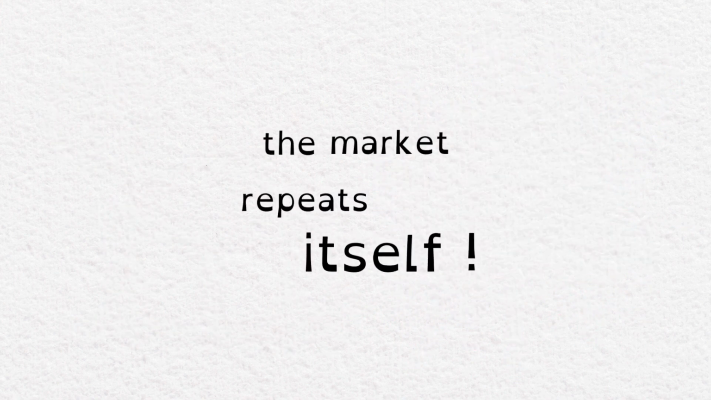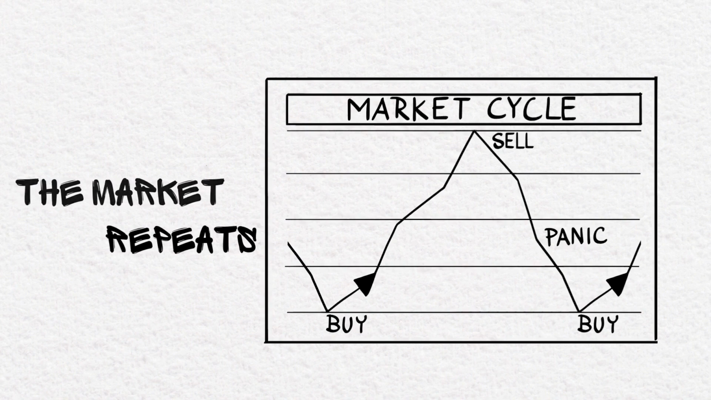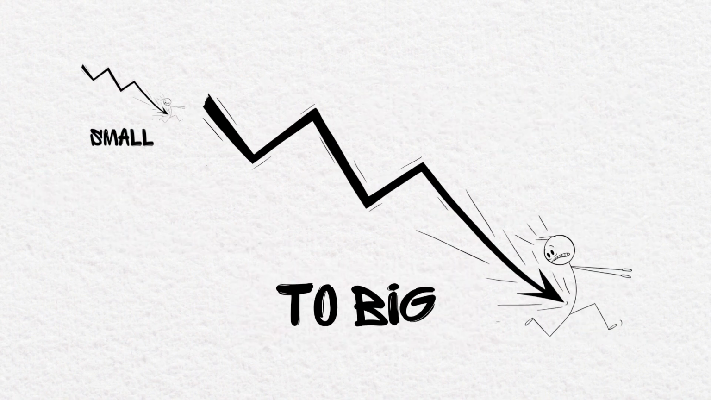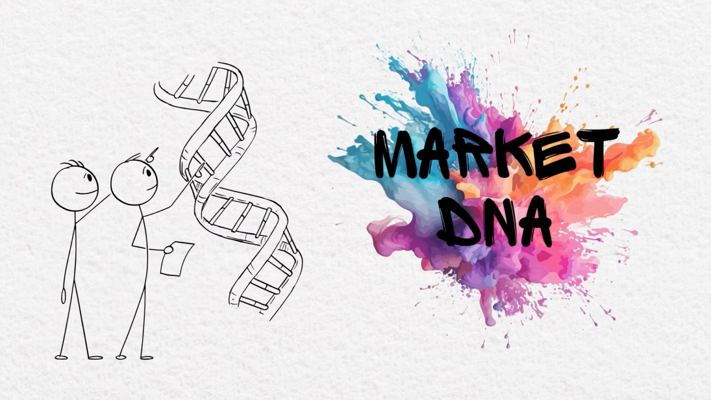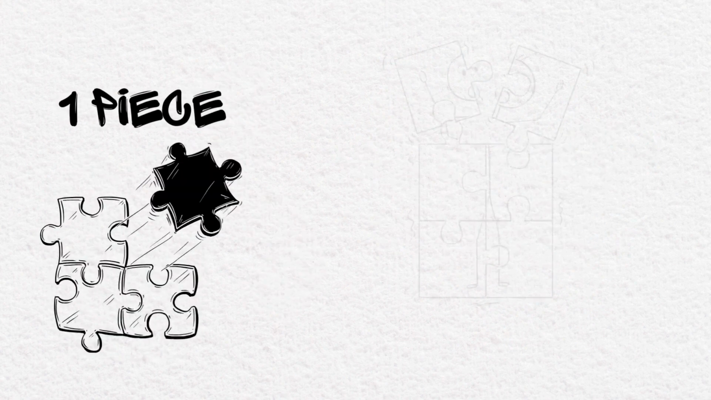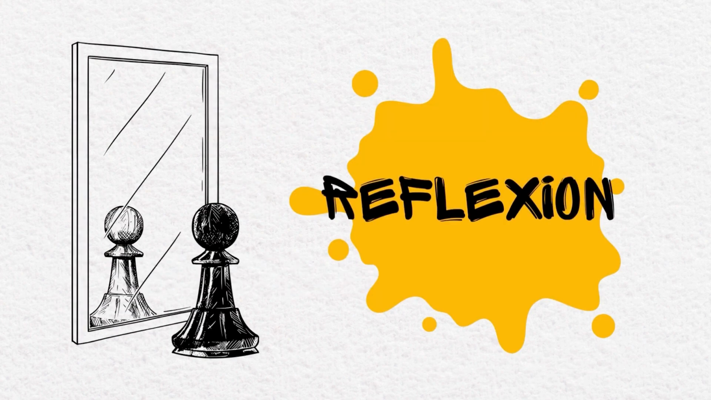So, we said that the market repeats itself. In other words, price action tends to form patterns that repeat again and again. Think of it like a human body. You can find the DNA that contains the blueprint of the entire organism. From just one piece, you can understand the whole picture. The market works in a very similar way. Within every small movement, you can often see the reflection of the larger structure.